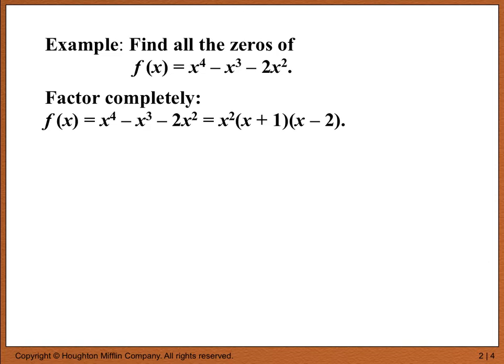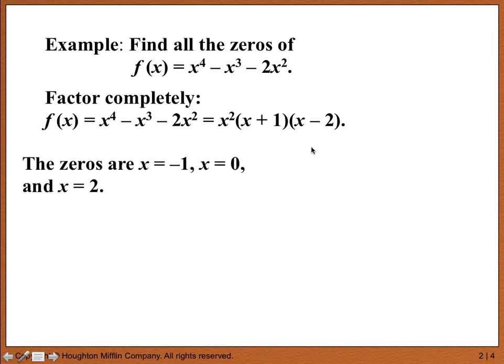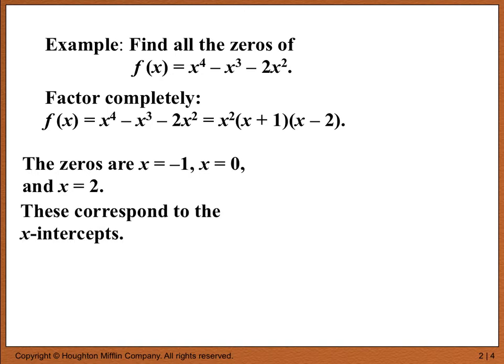Because you know the zeros are any numbers that you plug in for x that would yield a result of 0. And so it's clear here that if I plug 0 in for x here, then the whole thing is going to be 0. If I plug -1 in for x here, the whole thing will be 0. And if I plug in 2 for x here, the whole thing will be 0. Therefore the zeros are x equals -1, x equals 0, and x equals 2. These correspond to the x-intercepts. It's the same thing. Zeros are x-intercepts.